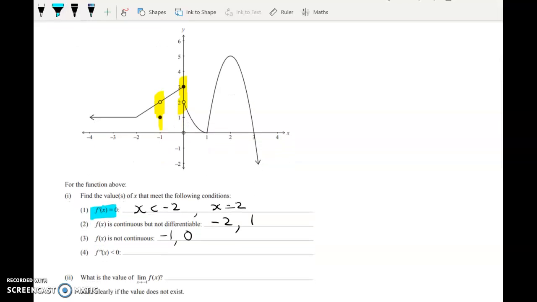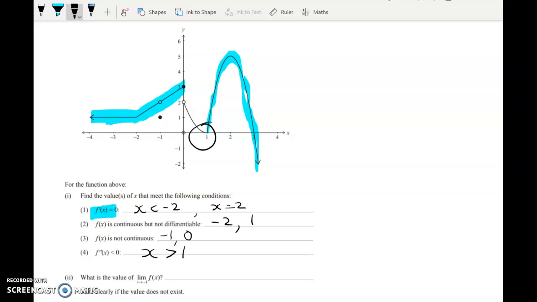Where is the second derivative negative? So where is my gradient decreasing? Well, it's not through here because there my second derivative is 0. The gradient's not changing. And here the second derivative is 0 because the gradient's not changing. So it's in here. This is where it's concave down. And it's not going to be defined there. So it's going to be for x greater than 1.